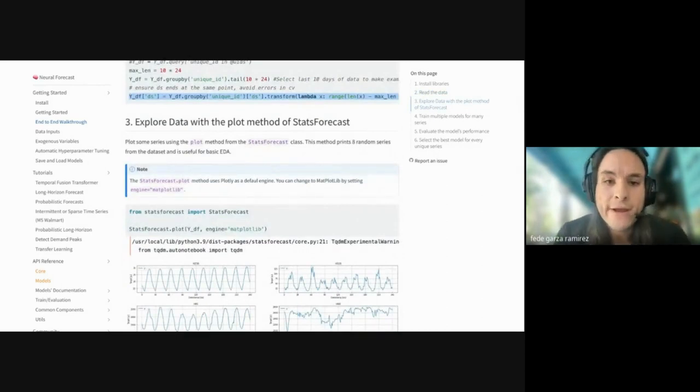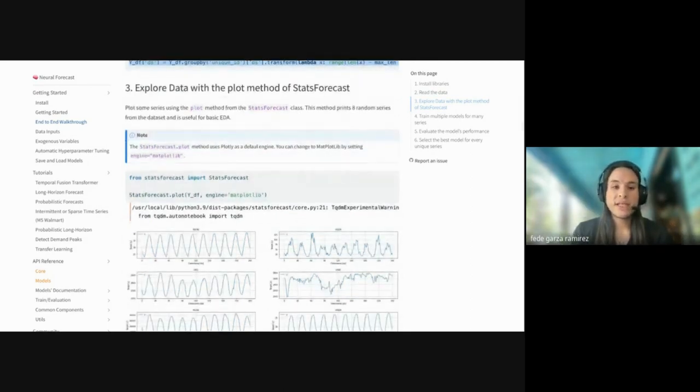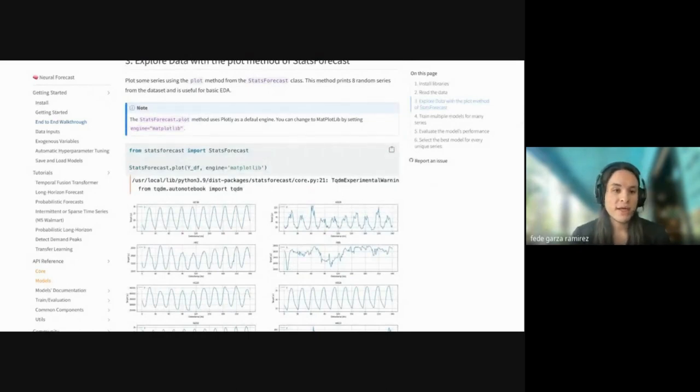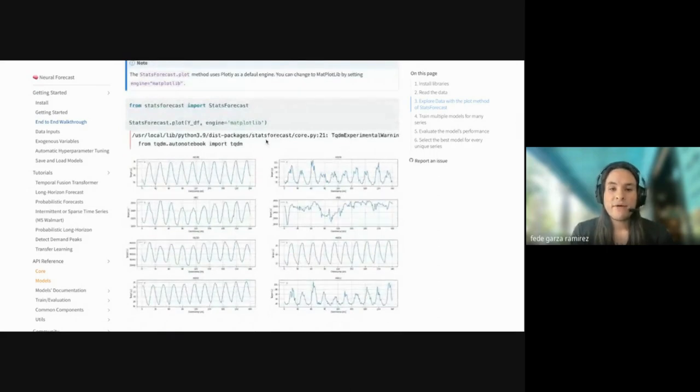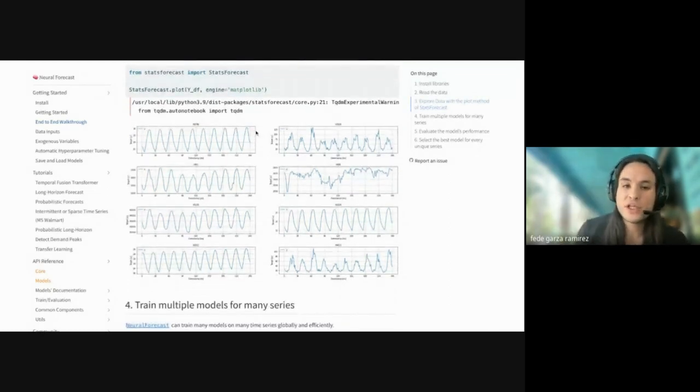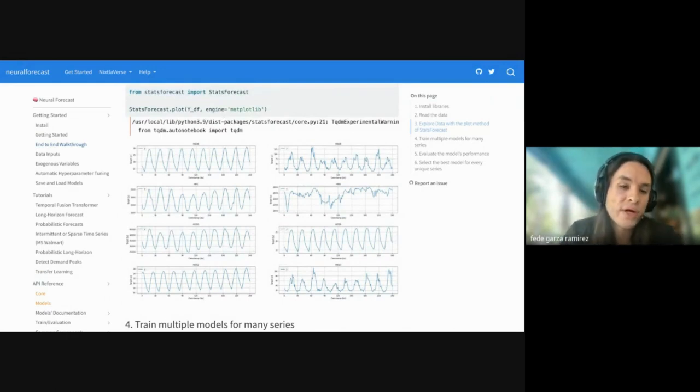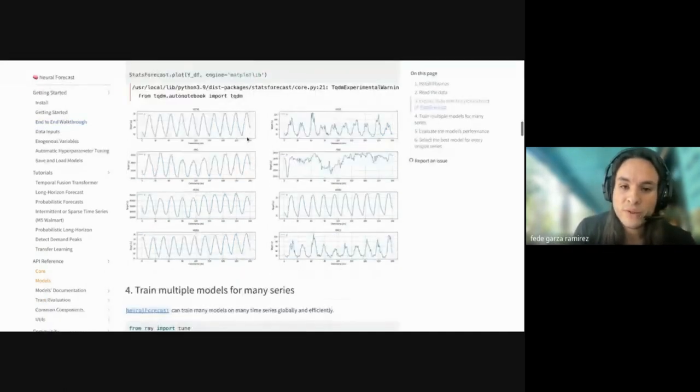The StatsForecast library has this plot method in the StatsForecast class, which allows you to explore the time series. You just have to pass the data frame in the format I explained before, and you will have a set of eight random time series plotted. And each time you rerun the same line, you will get another set of random eight time series, which is interesting because you can explore how the data looks. Also, you can change the engine. In this case, we are plotting the time series using Matplotlib, but the default engine is Plotly, so you can start to play interactively with the plots.